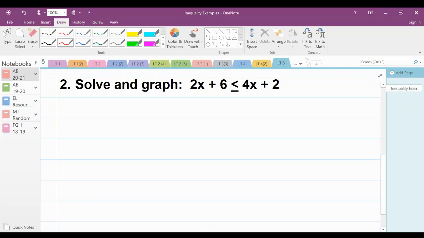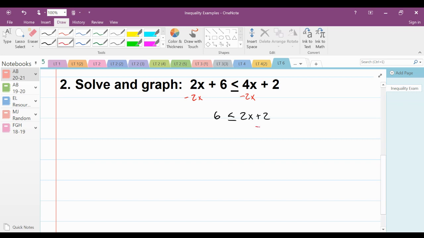All right, to solve the inequality 2x + 6 ≤ 4x + 2, again, my goal is to isolate the variable, or get it on one side of the inequality by itself. Typically we like to keep the variable positive, so I'm going to subtract 2x from both sides, leaving my remaining 2x on the right side. So I have 6 ≤ 2x + 2.